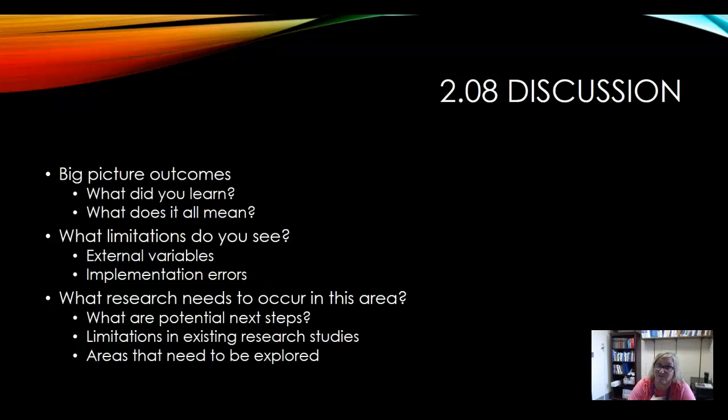If the intervention didn't work the way you had anticipated that it would, can you come up with possible explanations for why that might be? And then you also want to talk about what would be next steps. What research could you see being conducted in the future based on what you've already learned from the previous research as well as from your current study?